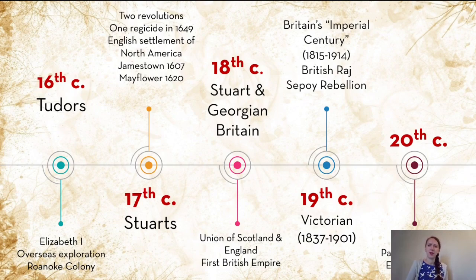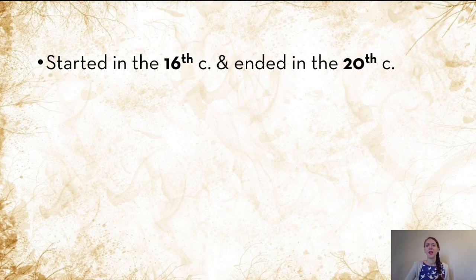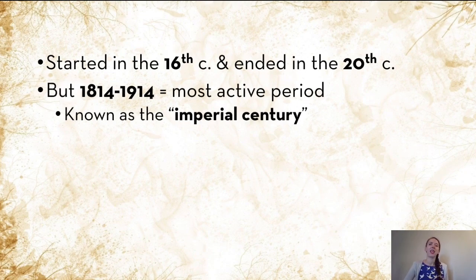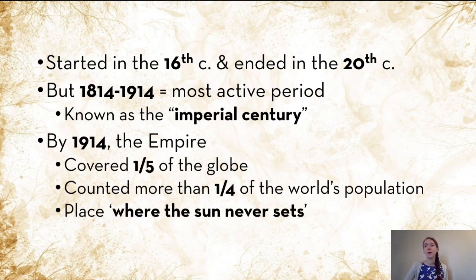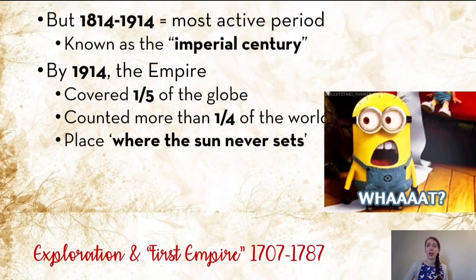When we talk about empire, we need to focus on a long period of time, from the 16th century all the way to the 20th century. In particular, what we'll focus on today is the imperial century, the 19th century. However, we'll recap very briefly and in a very simple way the steps that led there. By 1914, the empire covered 1/5 of the whole planet, and it encompassed about 1/4 of the world's population, which has led it to be described as a place where the sun never sets. Indeed, a huge, huge empire.